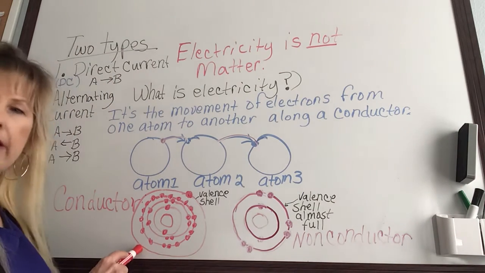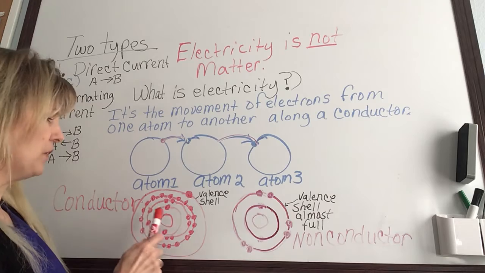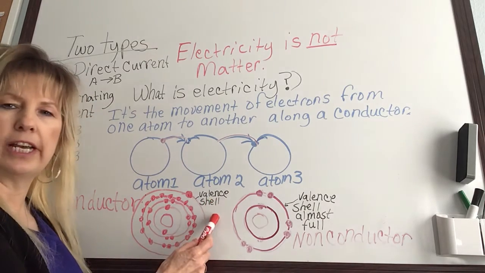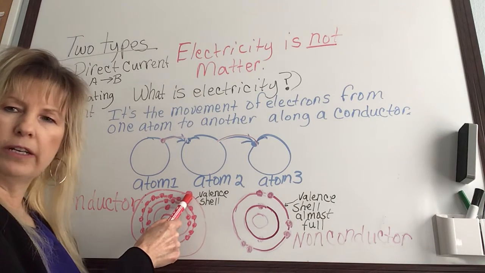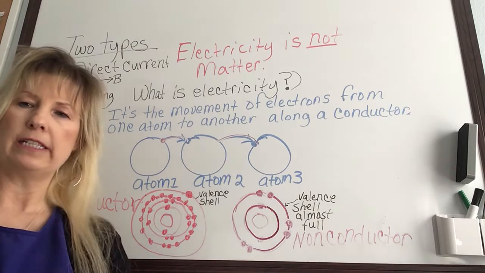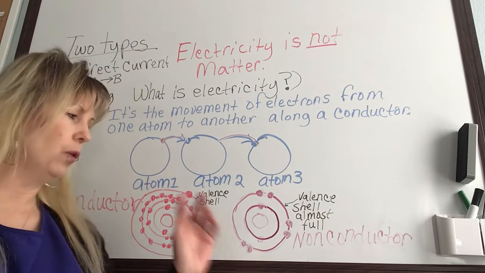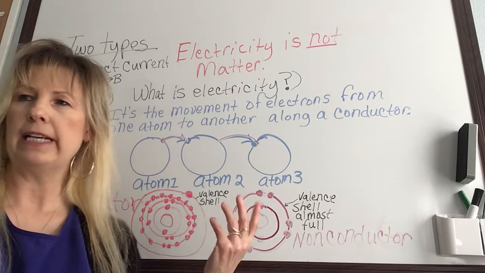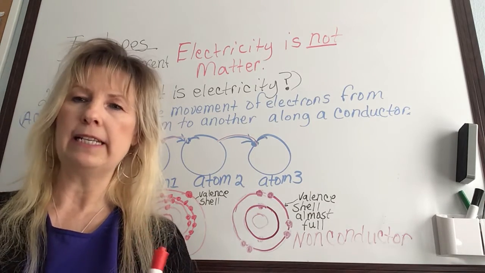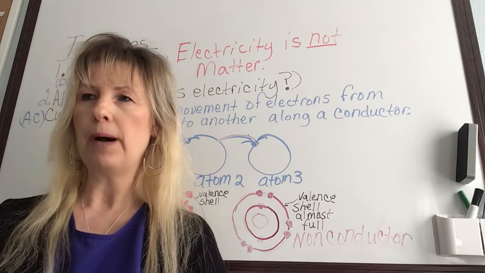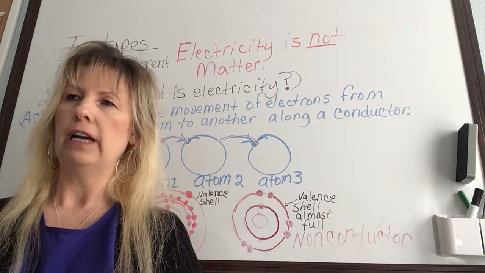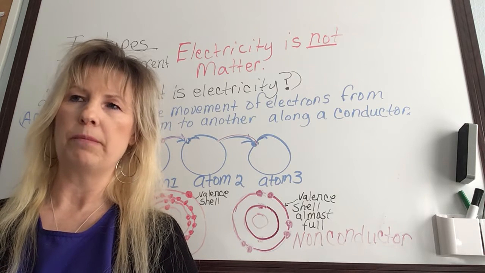Here I drew a copper atom. If you notice, this outer shell is called the valence shell, and it only has one electron in there. Therefore, it can either easily displace that electron or add more to it. So current can pass easily through that. Copper is a really good conductor, and we find it in our electric wiring and electric motors.